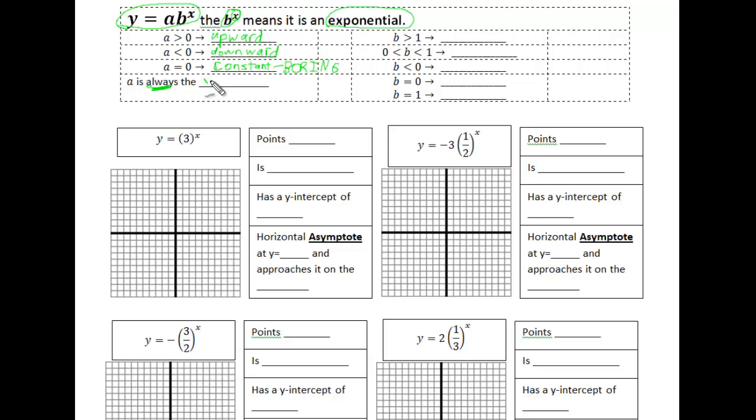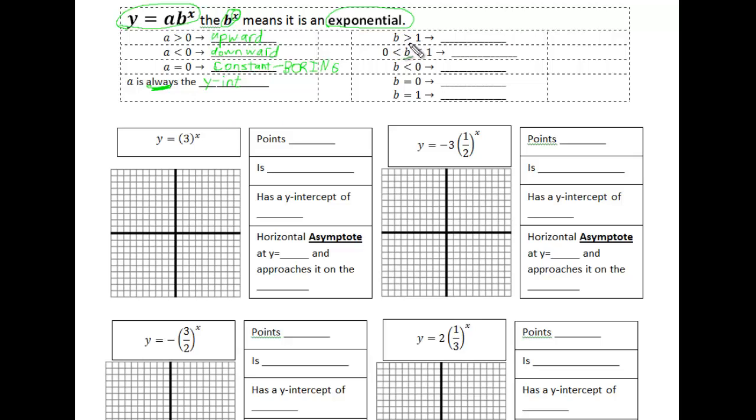A is also always the y-intercept. It's that value when x is 0, because if x is 0, b to the 0 is 1, and so we just have a value of a. Later on, we will add things to this, but this is your basic exponential, and we won't be talking about that addition until much later. So there's what a does for us. It tells us if it's up or down, and then it tells us the y-intercept. A is the y-intercept. What about b?